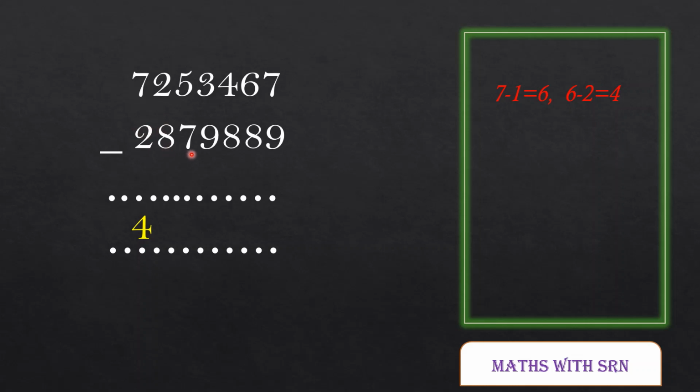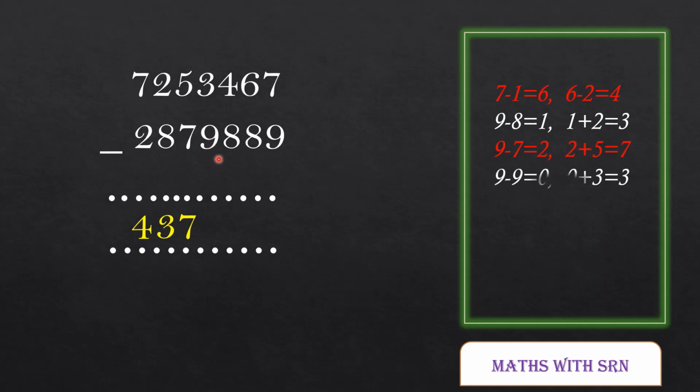Next, friends, all from 9, last from 10. So 9 minus 8 is 1, then add the resulting number to the first row: 1 plus 2 is 3. 7 Mitra is 2, 2 plus 5 is 7. Then 9 Mitra is 0, 9 plus 0, 0 plus 3 is 3.